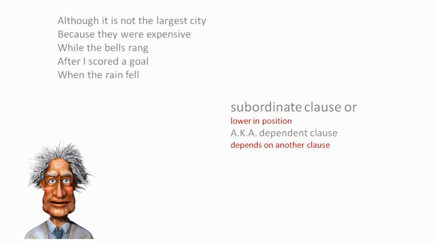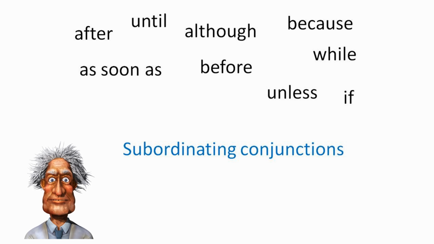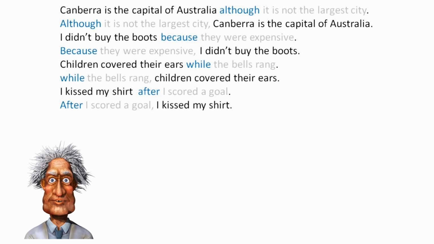So, a complex sentence is made when we join a main and a subordinate clause, but they need help, and this is where the magical words called subordinating conjunctions come in. Here are some of the more popular ones. In these examples, the subordinating conjunction goes either at the start of the sentence or in the middle of the sentence between the two clauses. They can be swapped around in sentences.